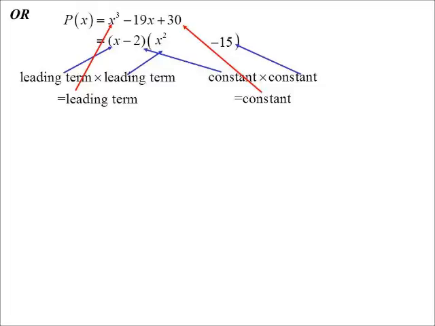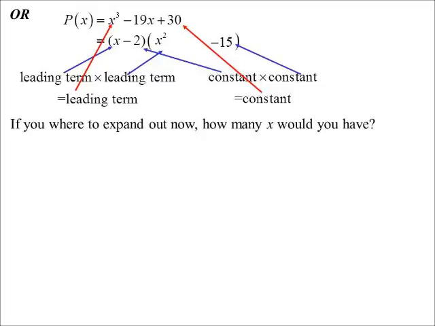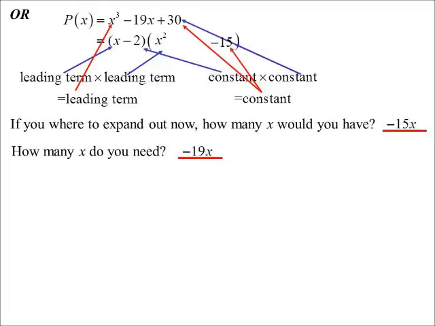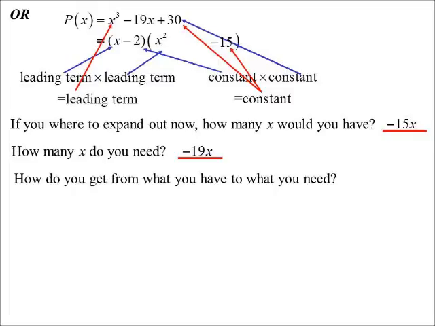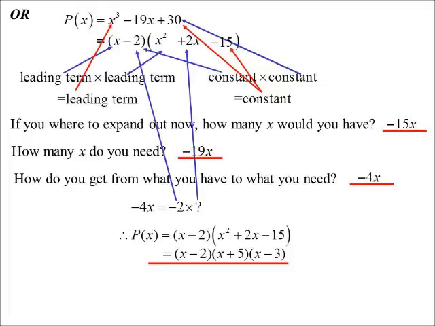Therefore, there's a missing term. So what I was saying is, if we expand out now, how many x would I have? Minus 15x. How many do I need? Minus 19x. So there is a missing minus 4x. So therefore, this missing term times negative 2 must be minus 4x. So the middle term is 2x. And I've got to factorise.